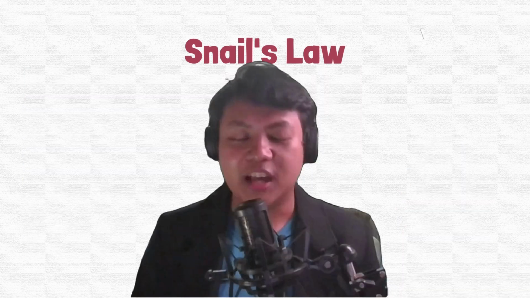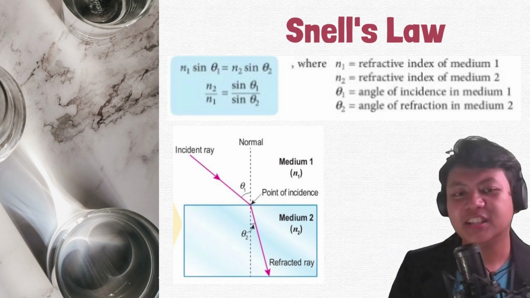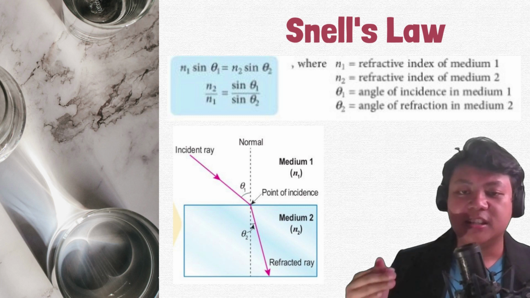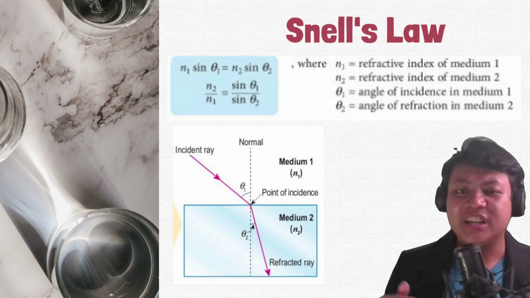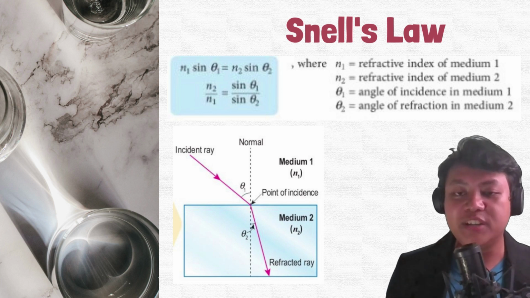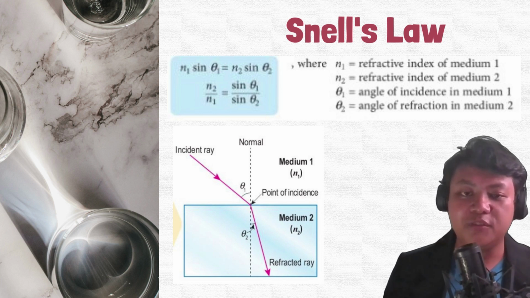Wait, I'm sorry about that. That is actually the wrong Snell's law slide. So the actual one is Snell's law. Using Snell's law, you can see that there is a relationship between the refractive index of two media and also the angle of incidence and refraction of the ray.